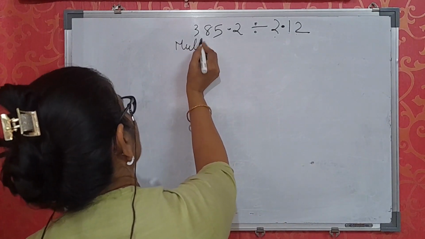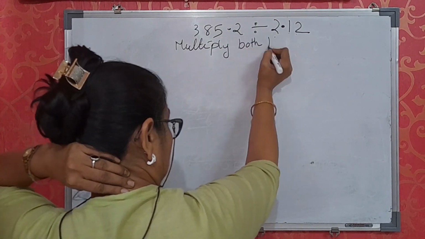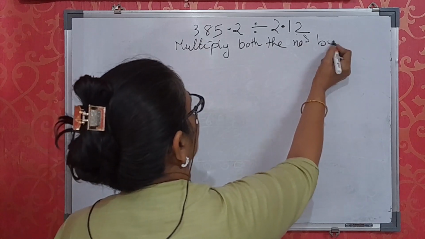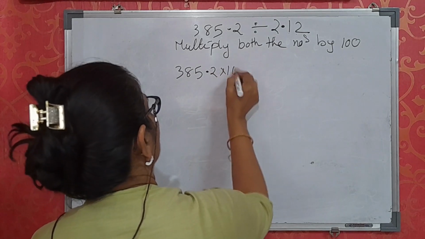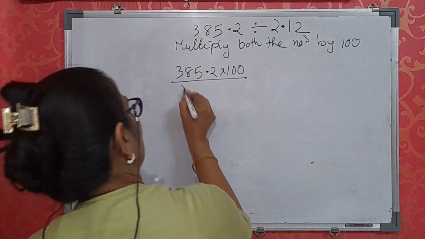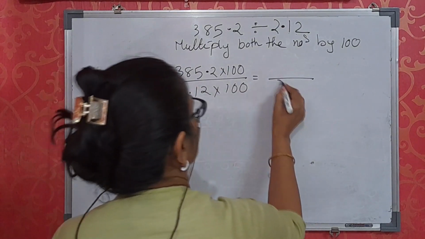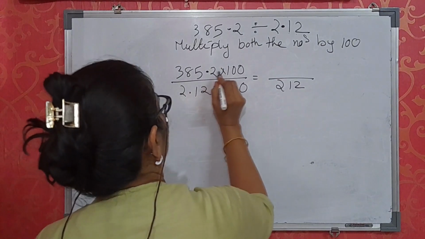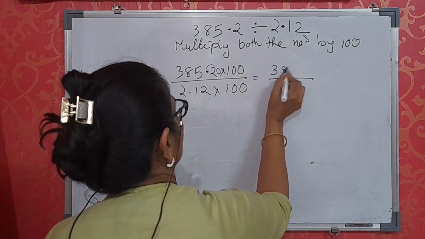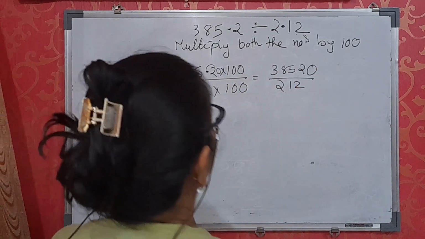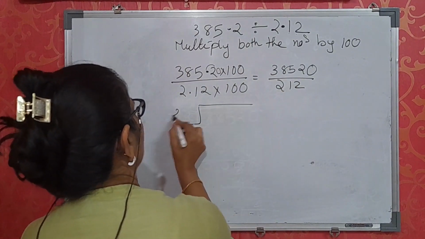So multiply both the numbers by 100. We get 385.2 multiplied by 100 and 2.12 multiplied by 100. Here 2 digits after the decimal, so the whole number will come, and here, with 1 digit, put a 0. So this will be 38520.